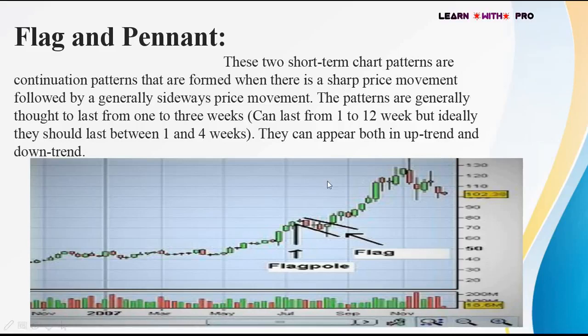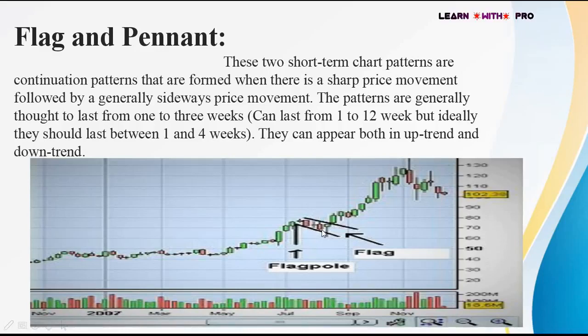Now you have to understand the difference between a flag and a pennant. A flag normally has two lines that are parallel to each other. They are not bent. They are on a horizontal line to each other. You can see this is horizontal, and the second one too is horizontal.